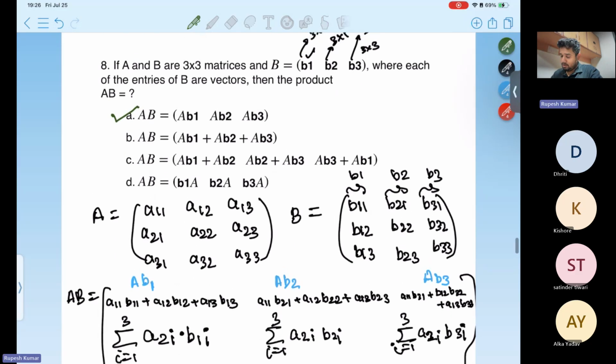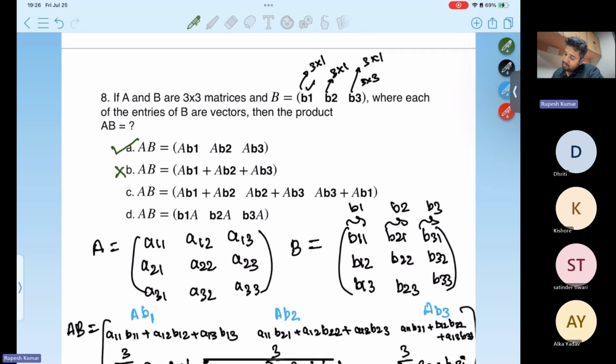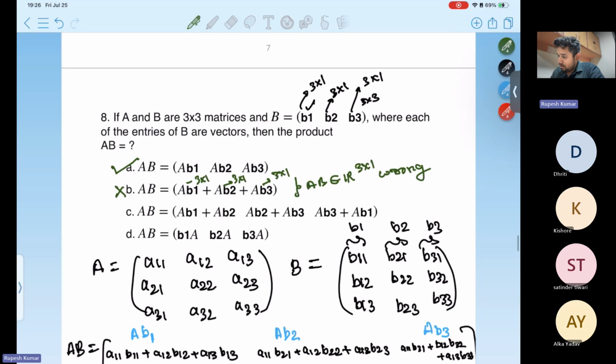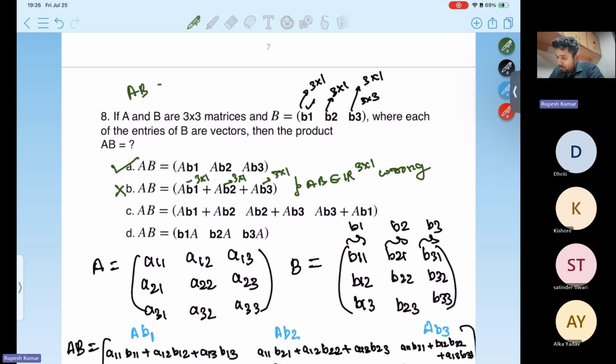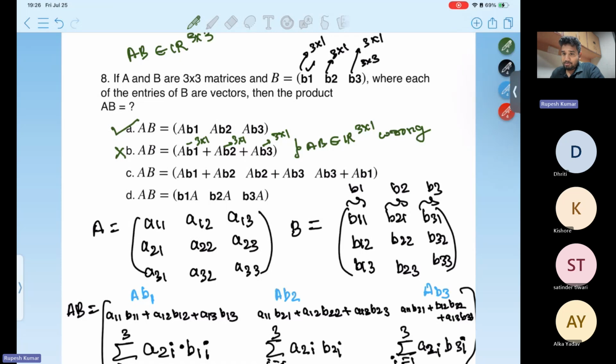Now let's look at option B. It is saying AB is a vector. Again, AB1 is a 3 cross 1 vector. This is a 3 cross 1 vector, and again this is a 3 cross 1 vector. You're adding three vectors, so it is saying AB belongs to 3 cross 1, which is wrong, right? Since A is 3 cross 3 and B is 3 cross 3, AB will belong to 3 cross 3 space. You know this is by the property of matrix product. So option B is incorrect.